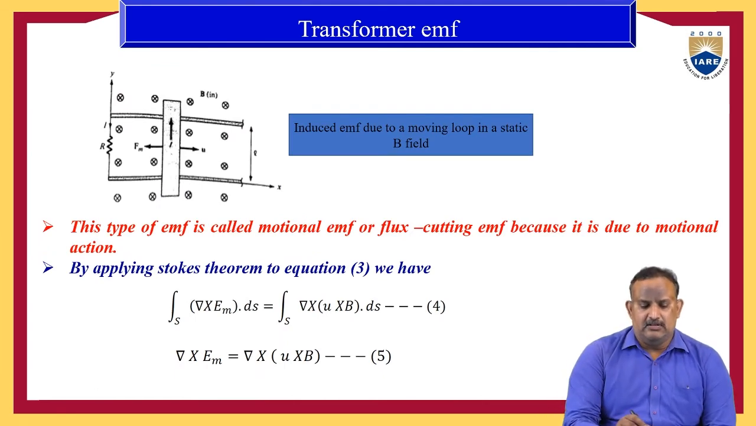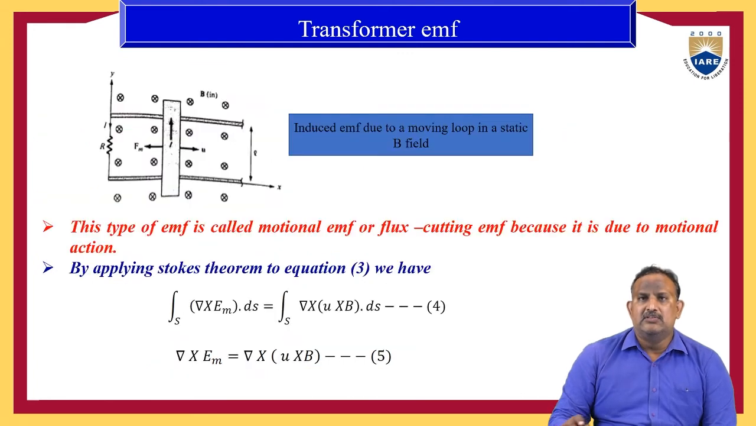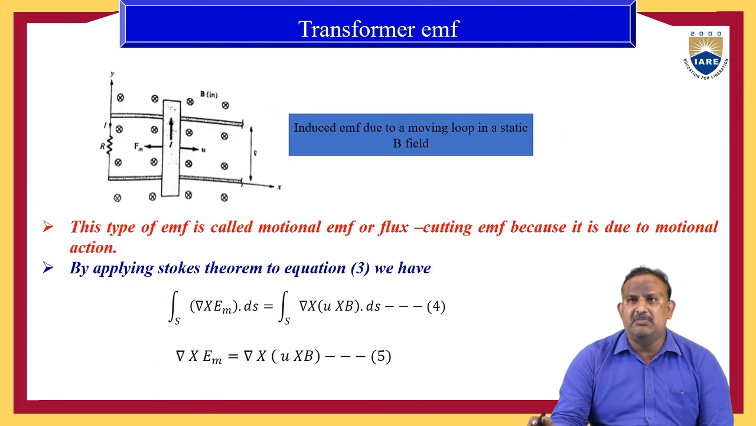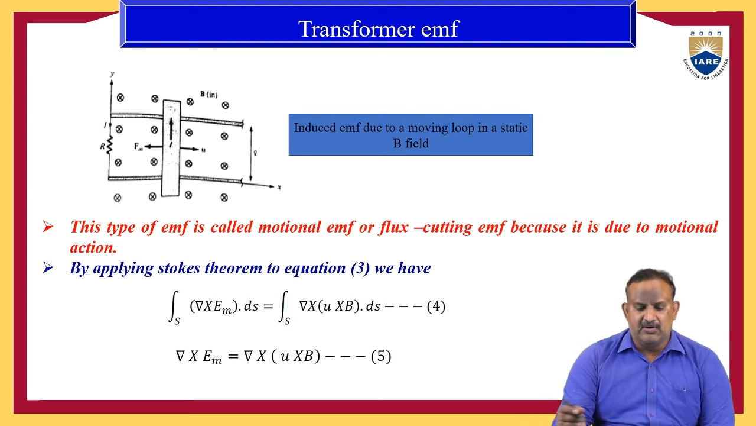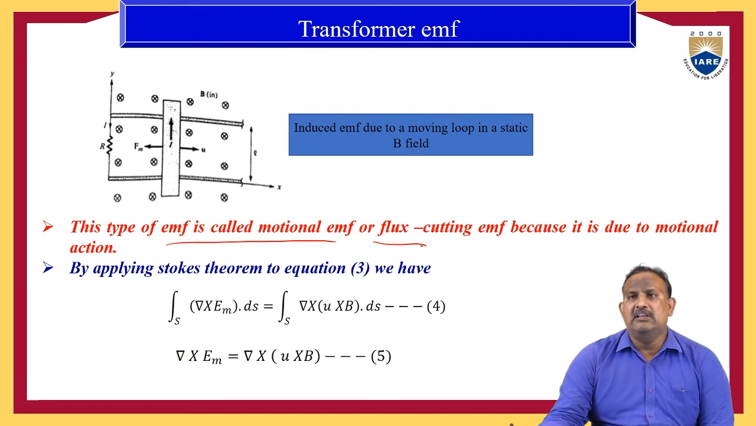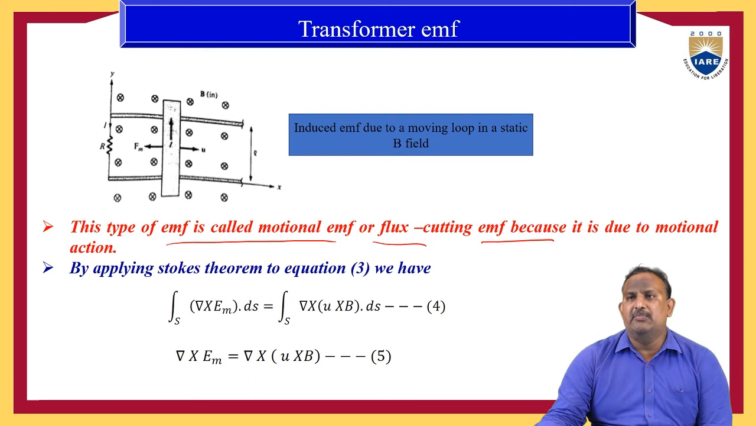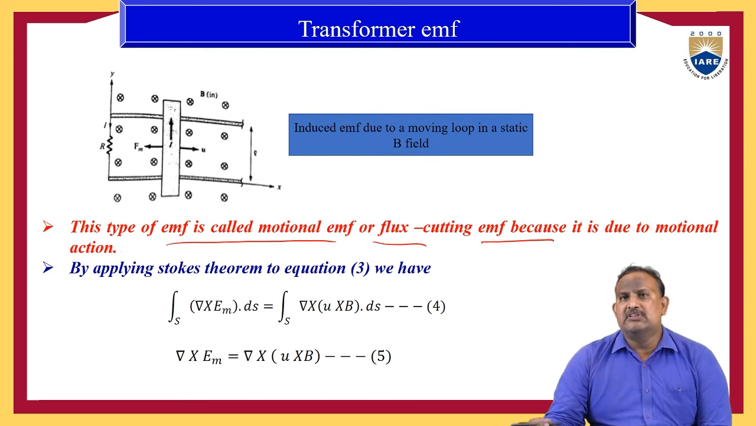So this is the moving loop in a static B field. It is the EMF induced due to a moving loop in a static magnetic field. This type of EMF is called motional EMF, or flux cutting EMF, because it is due to the motional action.